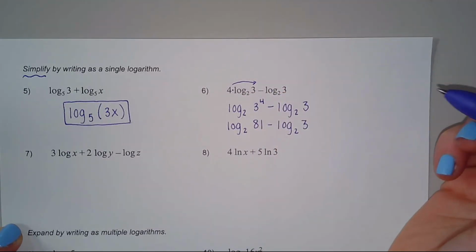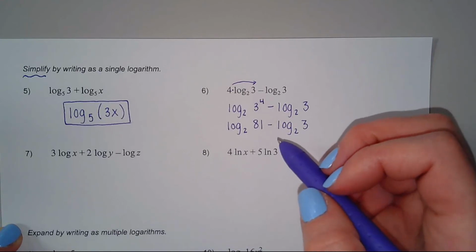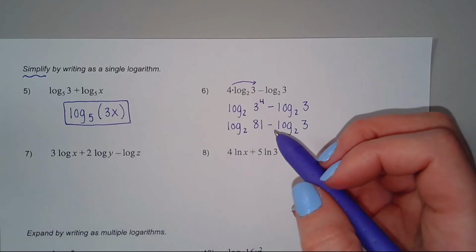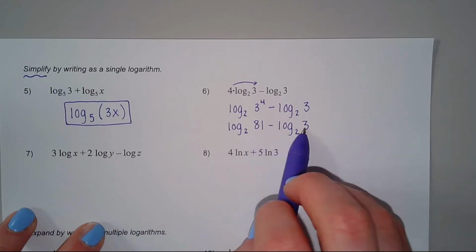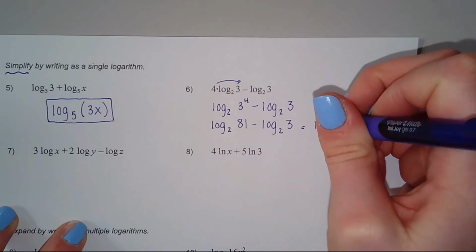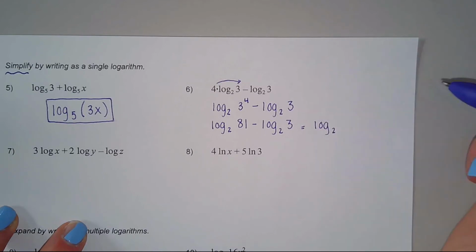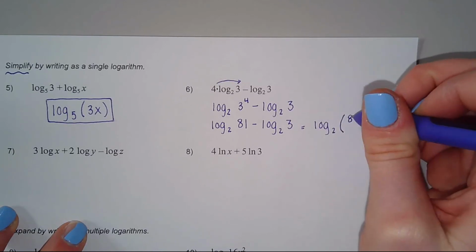All right, and my last step to simplify will be to do this subtraction. Now this subtraction we're going to change into division. So instead of subtracting these numbers, I'm actually going to divide these numbers. So this is going to give me the log. Again, my base never changes as we go through this process, and I'll do 81 divided by 3.